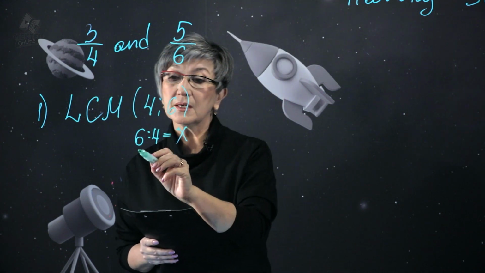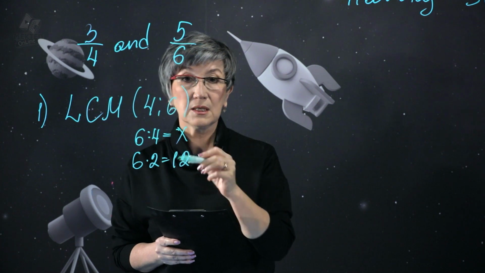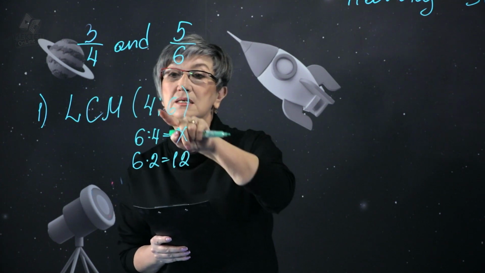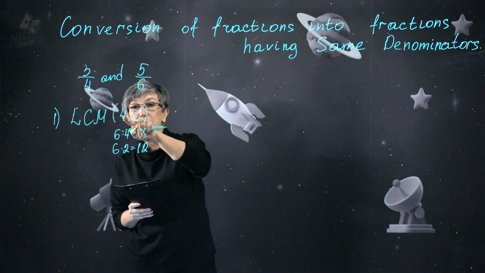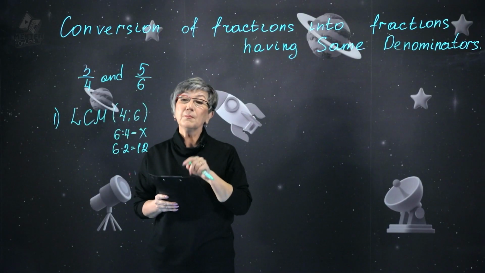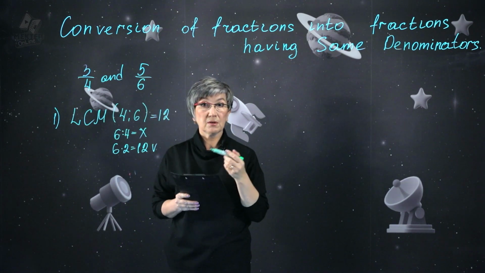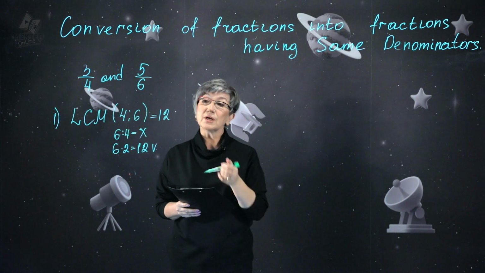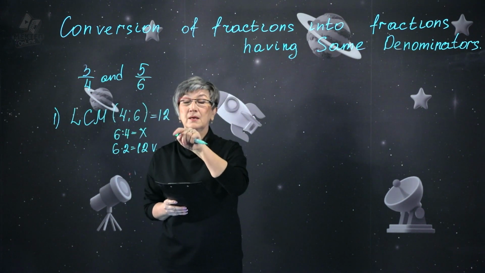Moving on, I multiply 6 by 2 to get the result. I am receiving 12, and I am verifying. Does 12 divide by 6? Yes, it is a split. Does 12 divide evenly by 4? Yes, it is a split. Therefore, 12 will be the least common multiple. And in our particular case, this will be the least common denominator.